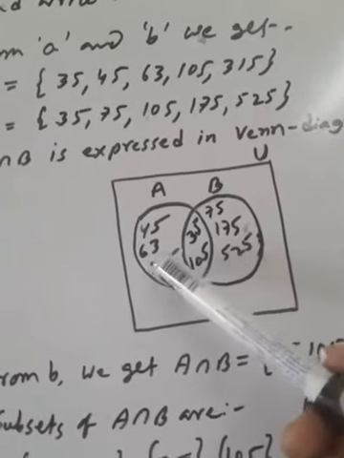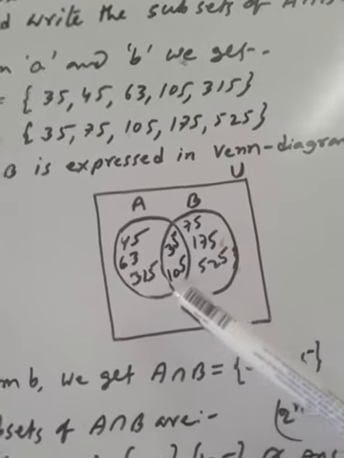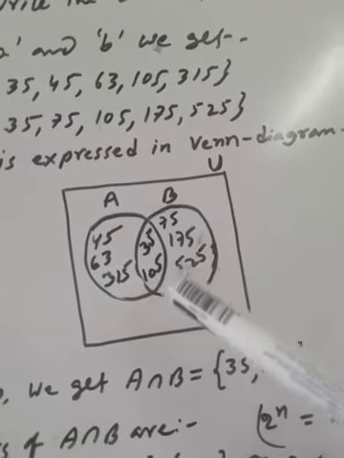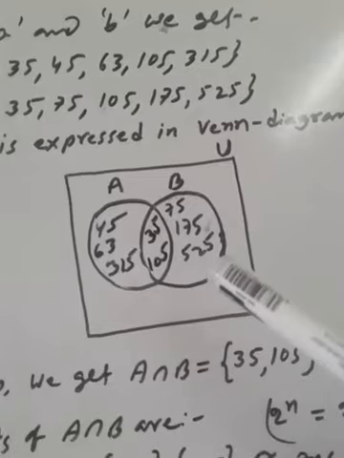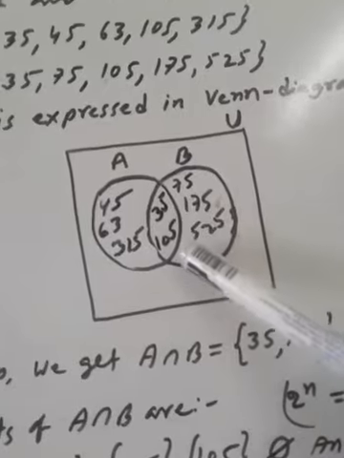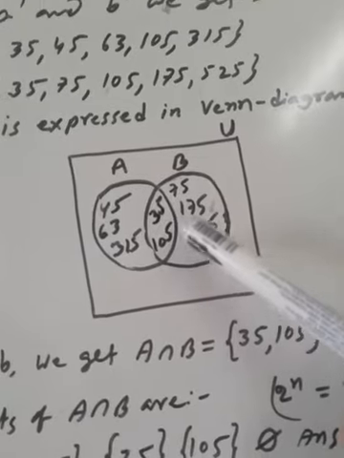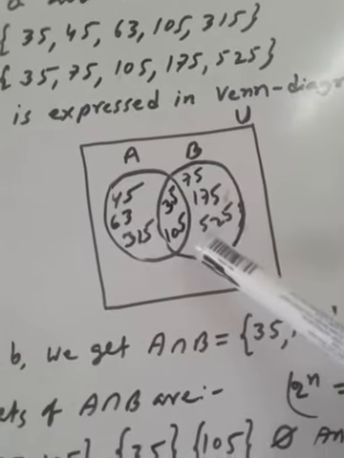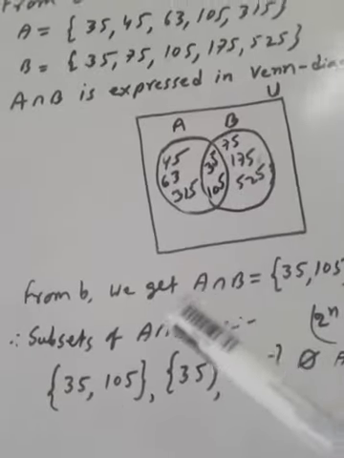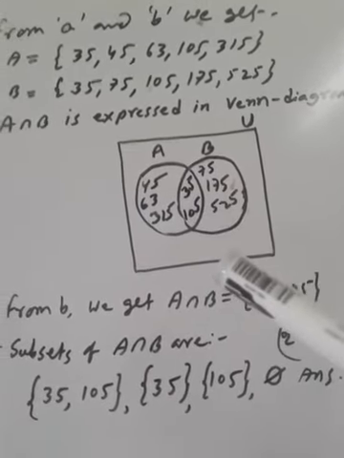In set A we got 35, 45, 63, 105 and 315, and in set B we got 35, 75, 105, 175, 525, and in both circles we are getting 35 and 105 common. So 35 and 105 common is A intersection B equal to 35, 105. We got it in part B also. From B we got A intersection B equal to 35, 105. Now we showed it in the Venn diagram.